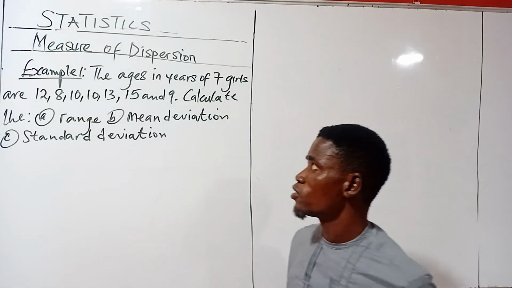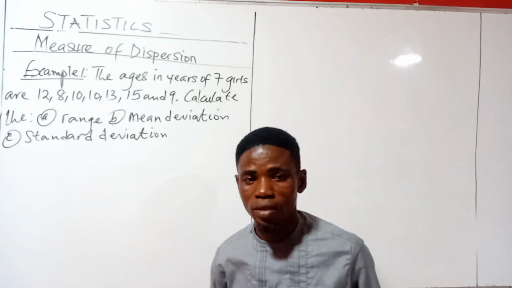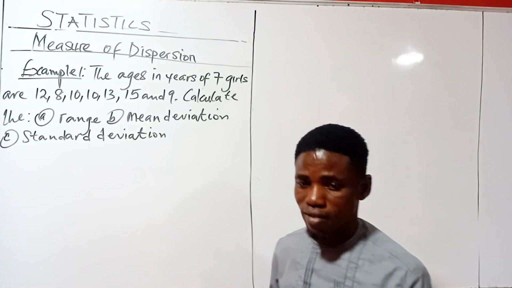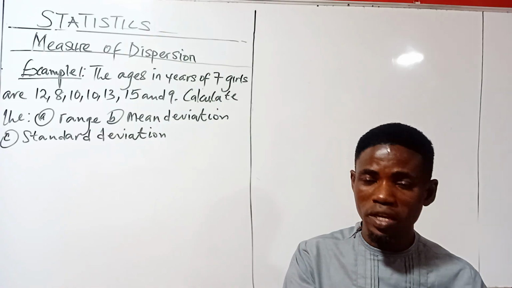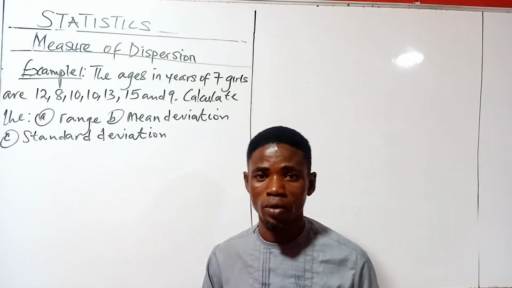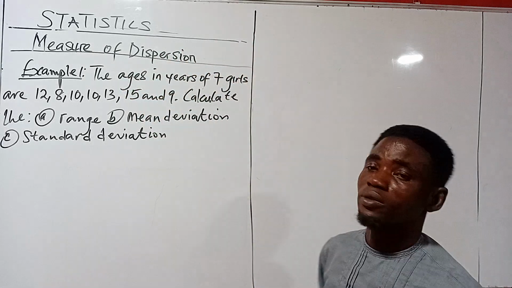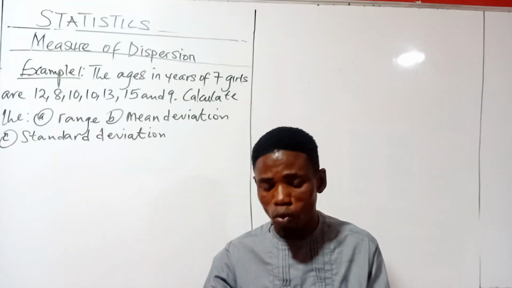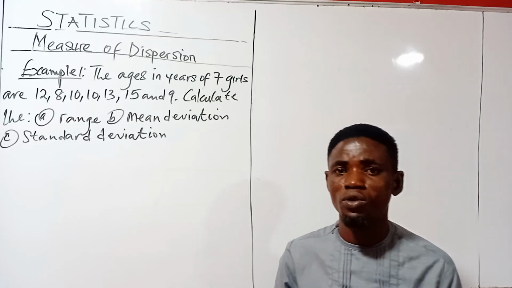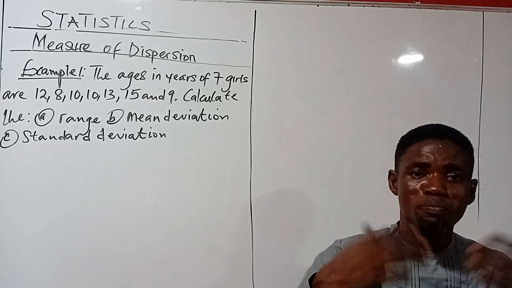Okay, we want to look at the measures of dispersion. If you check my page, I just finished on measures of central tendency, where we talk about mean, median, and mode. Now we want to look at measures of dispersion. Under this one, we need to look at the range. We need to determine the standard deviation. We need to determine the variance. Are you getting it? And we need to determine the mean deviation.